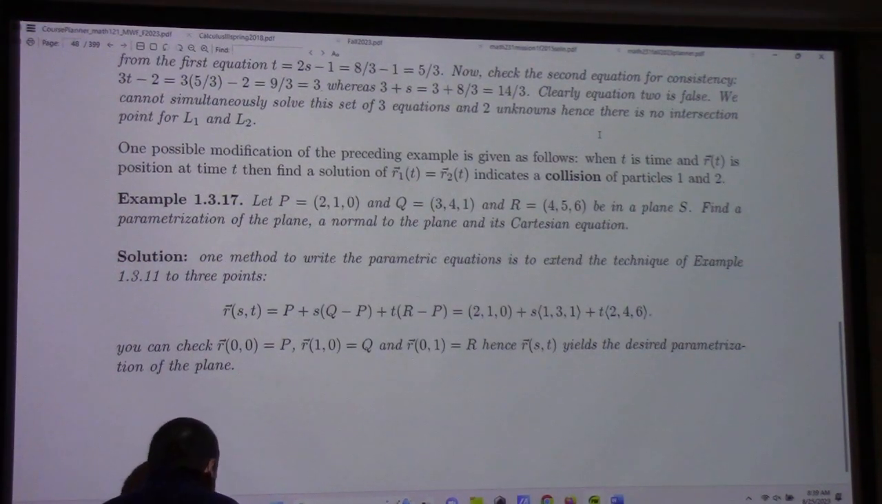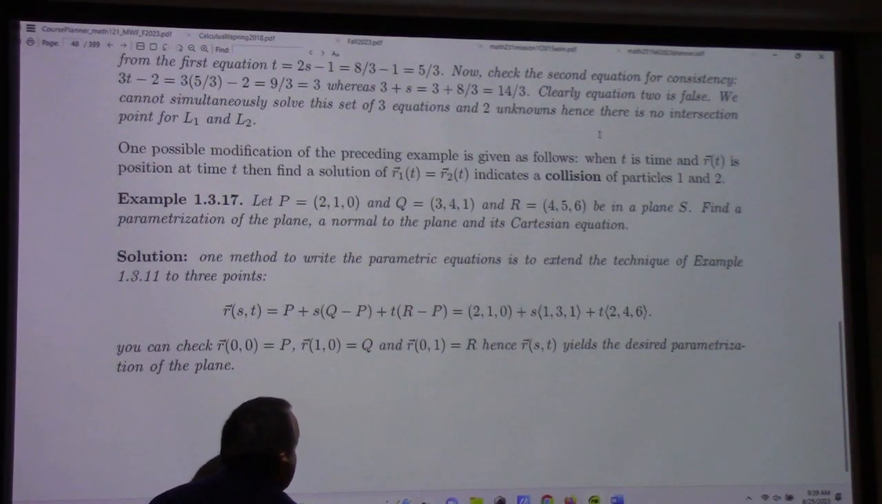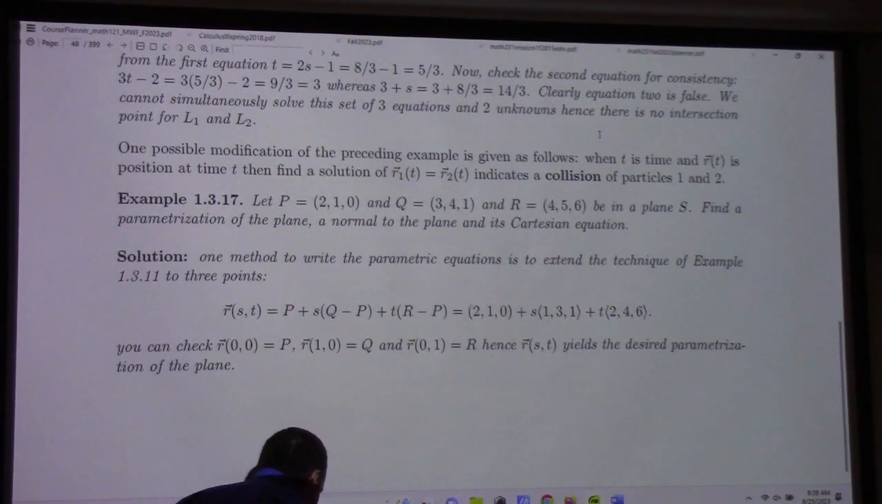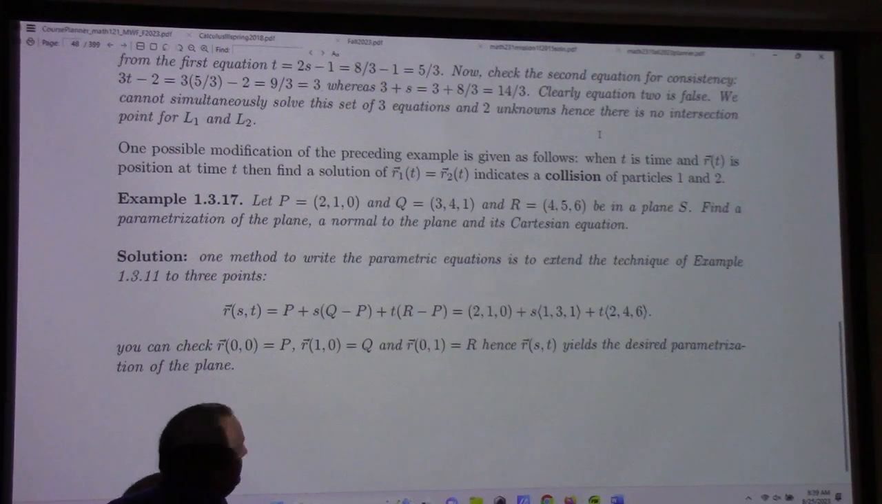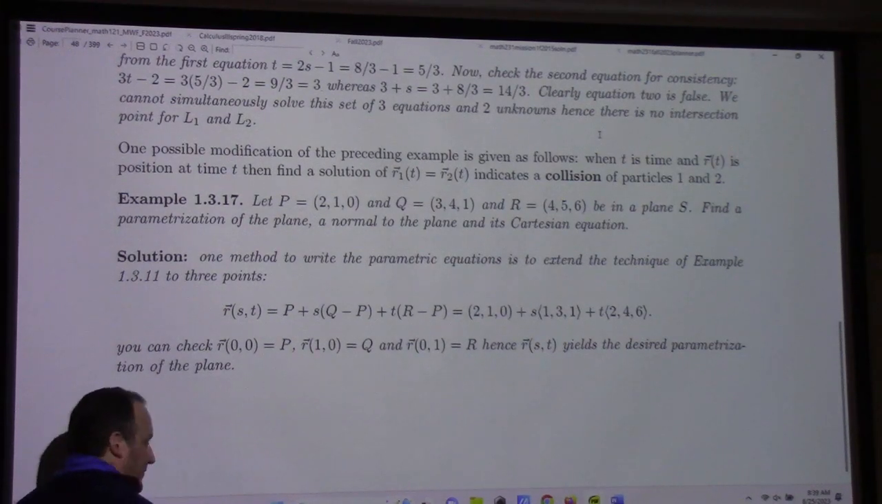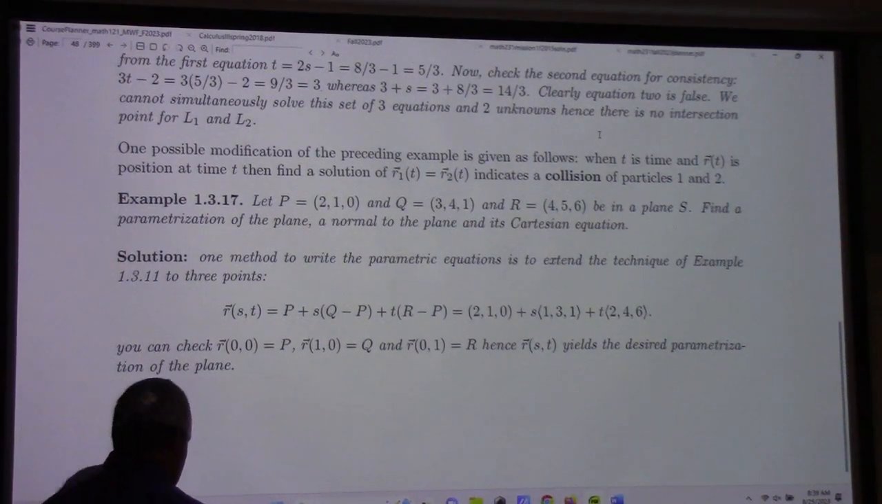Let's see here. x equals 2 plus s plus 2t. y is equal to what? 1 plus 3s plus 6t. z is equal to s plus 4t, right? There you go. Those are the parametric equations for the plane.